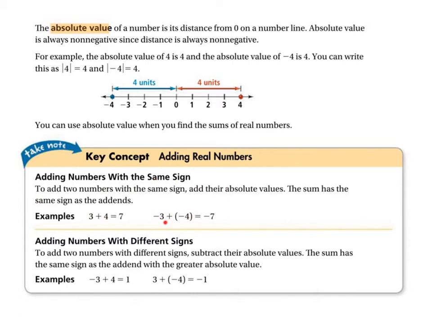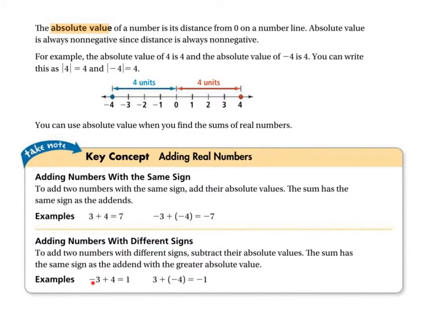So we take the absolute value of negative 3 is 3. Absolute value of negative 4 is 4. 3 plus 4 is 7. And since they both have the same sign of negative, that 7, we put a negative on it for negative 7. Okay? So when they have the same sign, you're going to keep whatever sign they both are, and you're going to add their absolute values. When they're different signs, we will subtract their absolute values, and then whatever addend of the numbers that we added together has a greater absolute value, we'll keep its sign.